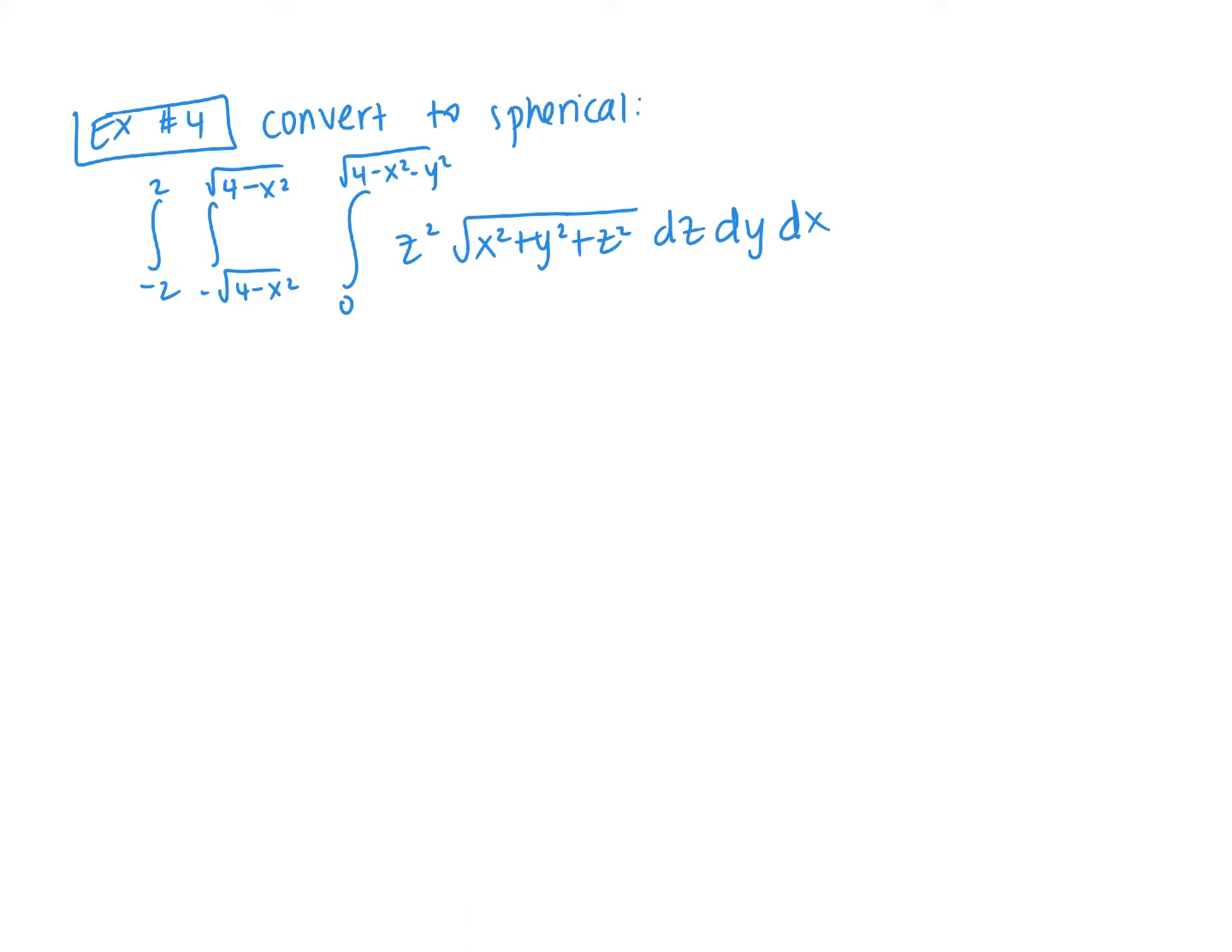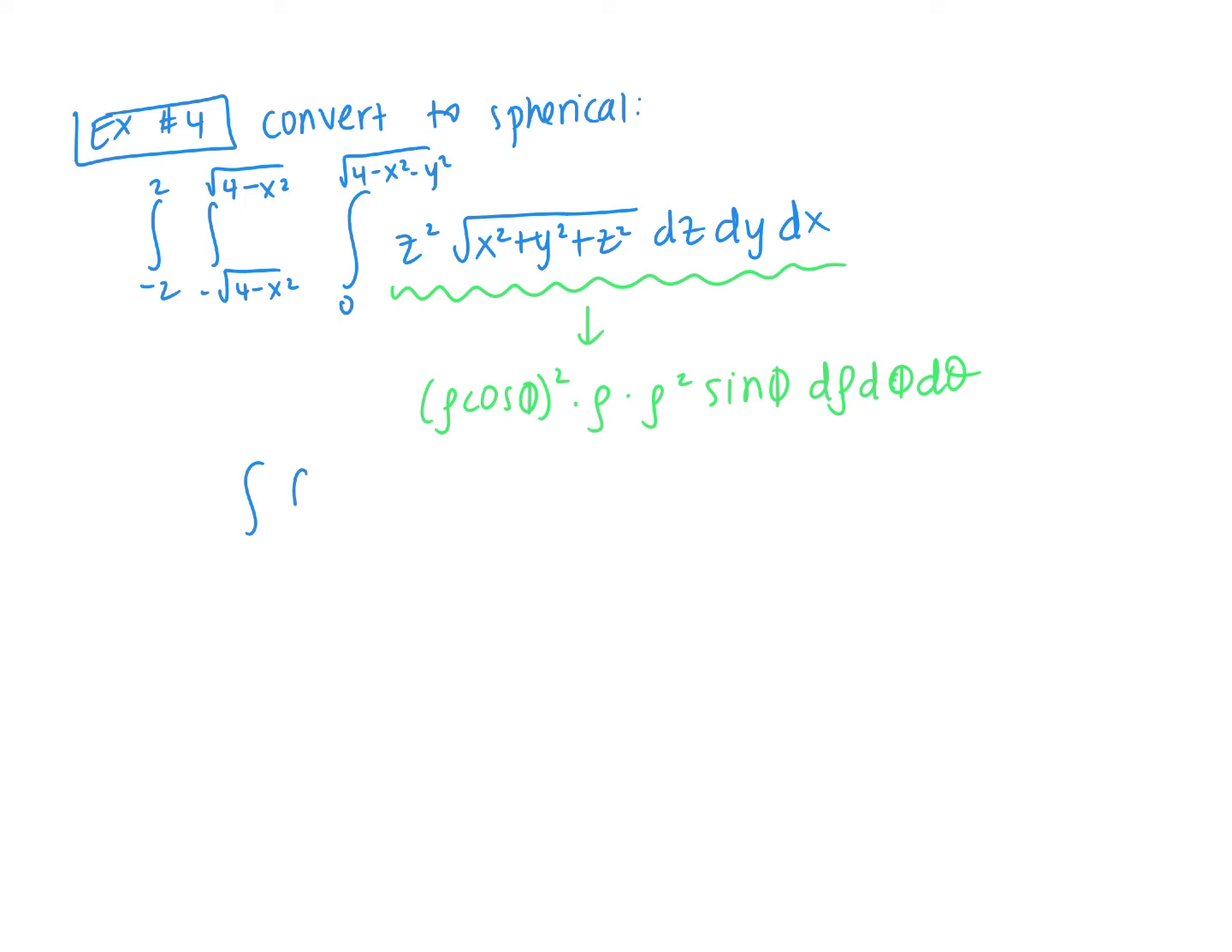Okay. We're not going to worry about the limits right now. Let's just convert this right now. Z is rho cosine of phi. The square root of x squared plus y squared plus z squared is rho. And then when we convert the dz, dy, dx, that's going to give us rho squared sine of phi d rho d phi d theta. Okay, so once we simplify all of that, that gives us rho to the 5th cosine squared of phi sine of phi d rho d phi d theta.